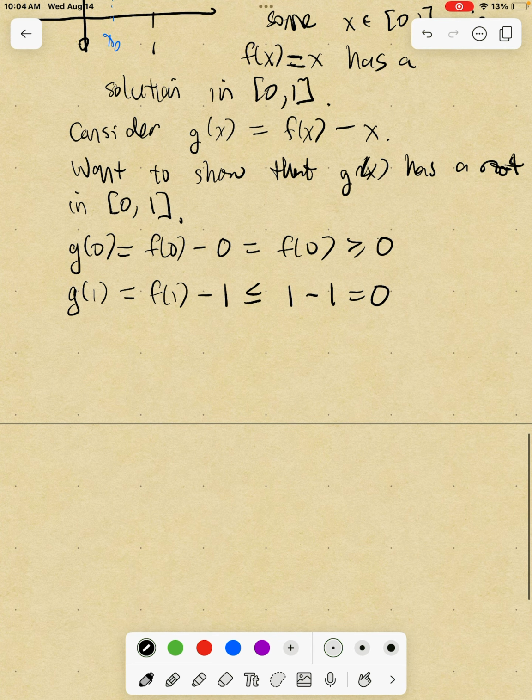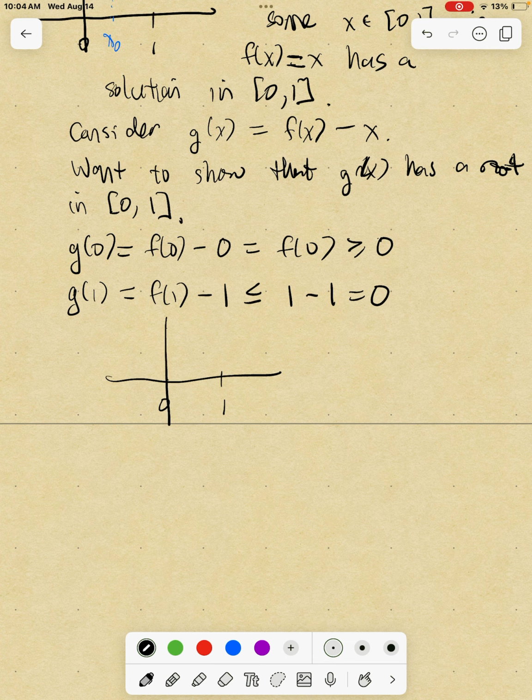So what's going on is the graph of g. Here's 0, here's 1. g of 0 is either equal to 0 or it's above the x-axis, and g of 1 is either equal to 0 or below the x-axis, right?